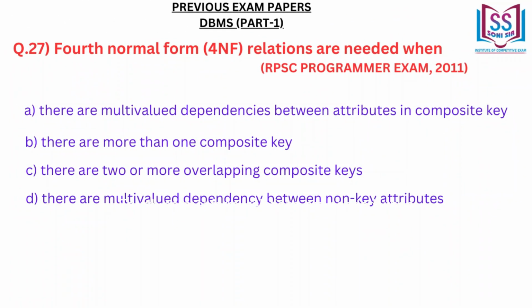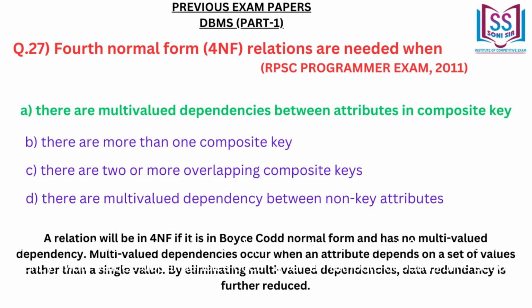Fourth normal form relations are needed when A. There are multivalued dependencies between attributes in a composite key. B. There are more than one composite key. C. There are two or more overlapping composite keys. D. There are multivalued dependencies between non-key attributes. Correct answer A. There are multivalued dependencies between attributes in a composite key.